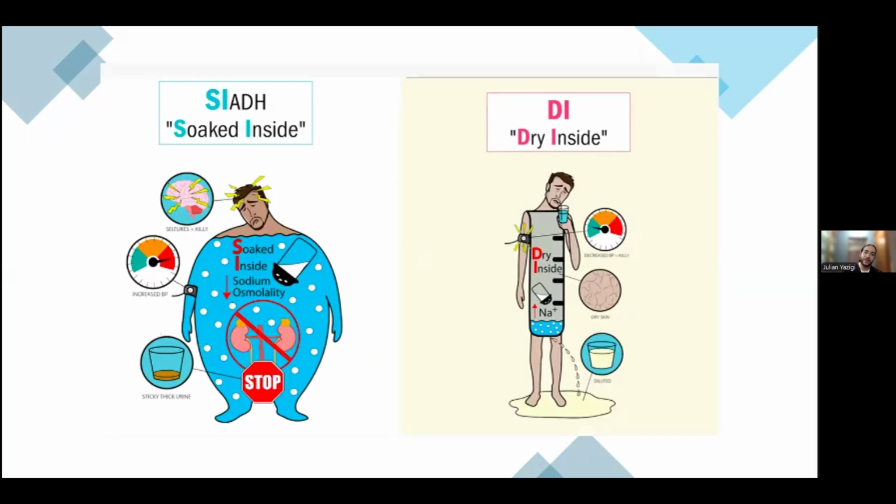Common causes of SIADH include central nervous system disorders such as subarachnoid hemorrhage, traumatic brain injury, tumors, and infections. It may also occur due to ectopic AVP production, most notably in small cell lung carcinomas, or as a side effect of medications including SSRIs, carbamazepine, and cyclophosphamide.